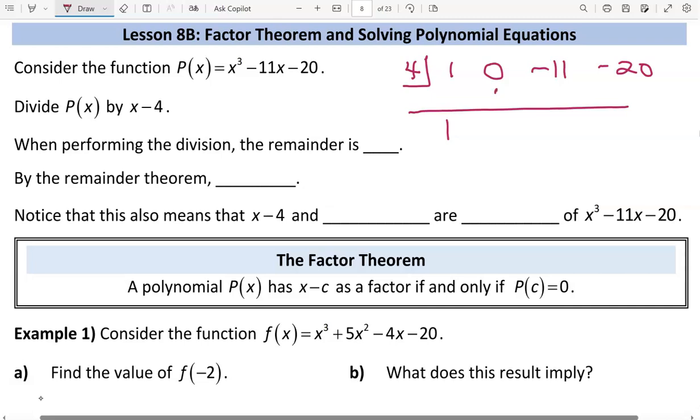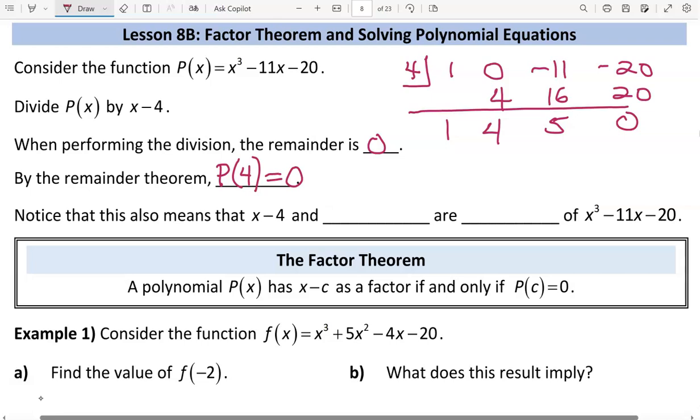Bring down the 1, times 4 is 4, add that column. 4 times 4 is 16, add that column. 4 times 5 is 20, and we get a remainder of 0. By the remainder theorem, p of 4 must be equal to 0.